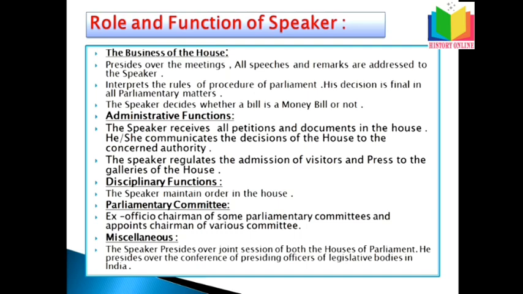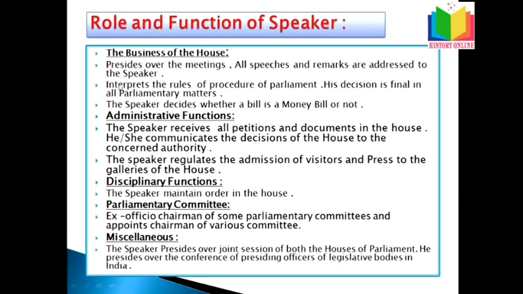Okay, now we can divide the functions of the speaker into 5 heads. The number one is the business of the house. Second one, administrative functions. Then the disciplinary function, parliamentary committee, and miscellaneous functions. So first one is the business of the house.